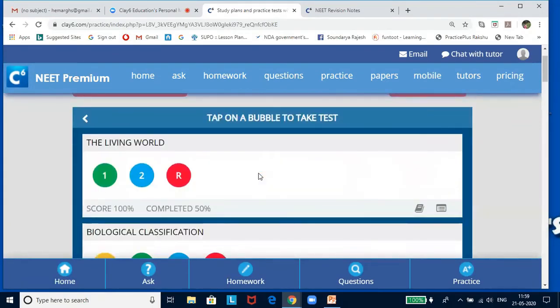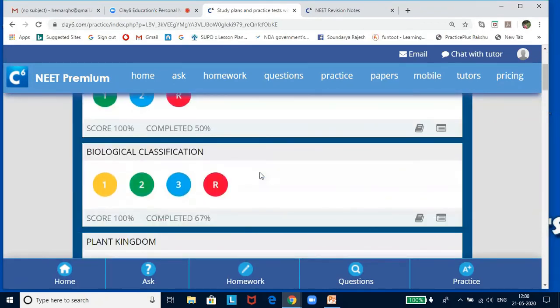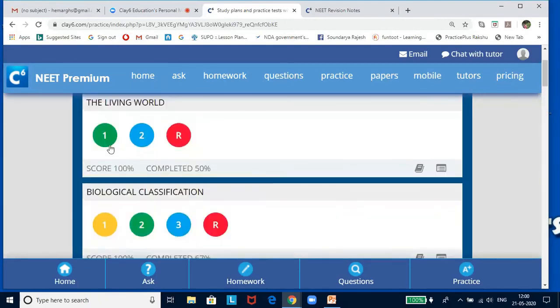Now, under biology, the tests are arranged chapter wise. You can see different colored bubbles. Each bubble is a test. The green bubble indicates that the test has been completed. But you can always visit the test again any number of times, either to revise or, if you have scored less marks, to see whether you are able to recollect. If it is a blue bubble, it indicates that you have not yet taken the test.